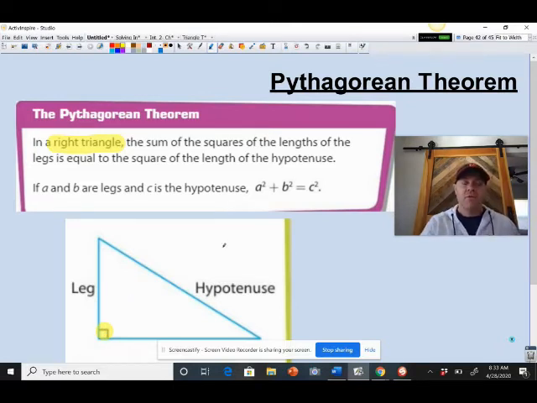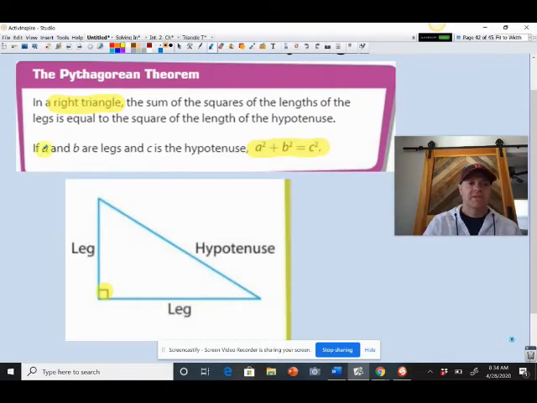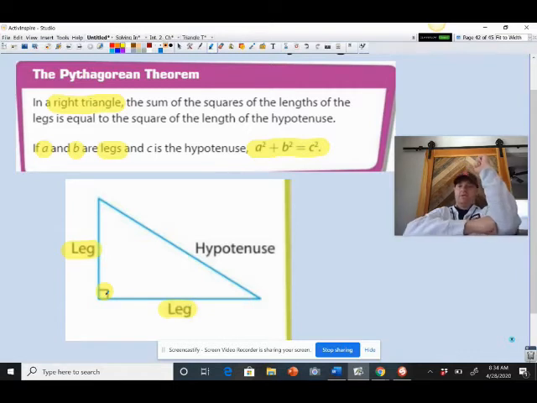But the theorem that you have to write down right now is this right here. It is a squared plus b squared equals c squared. You're going to need to know this. A, B, and C are specific pieces of our right triangle. A and B are the legs. The legs are the two sides that create this right angle.